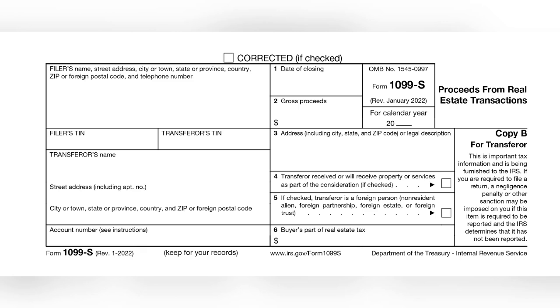And that is it. That's a simple walkthrough of how to report IRS Form 1099-S.